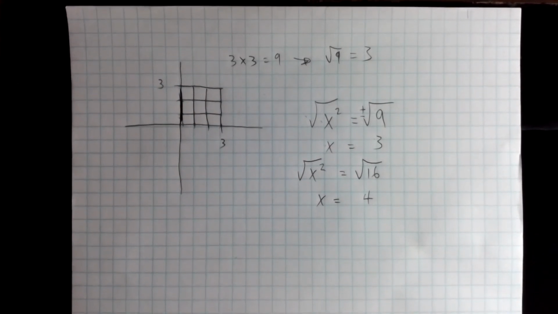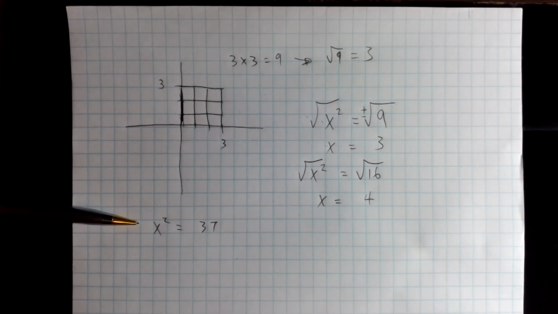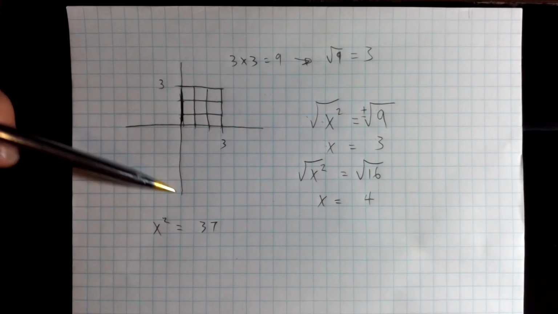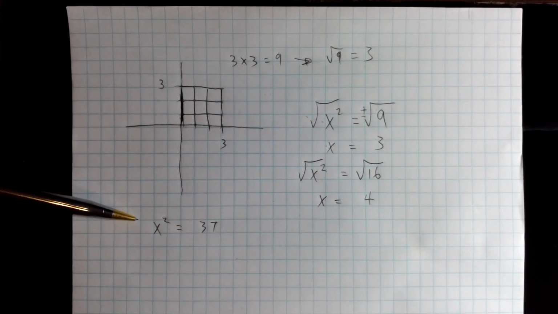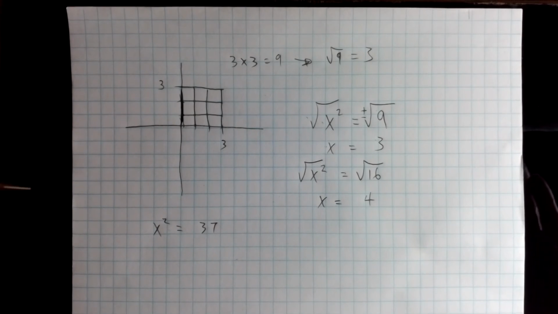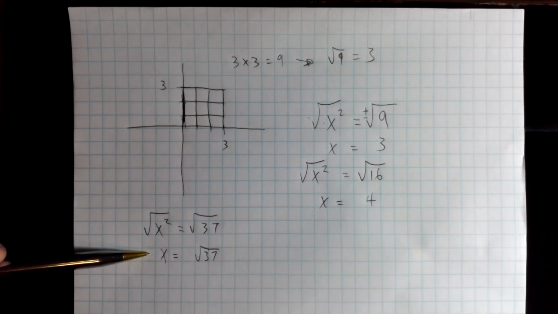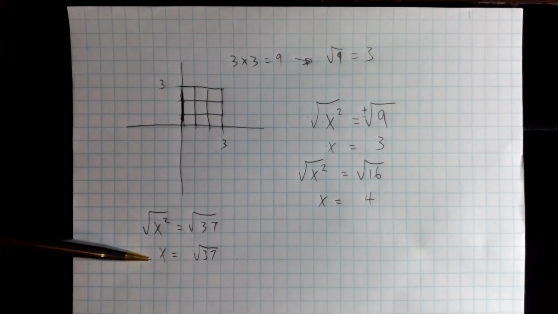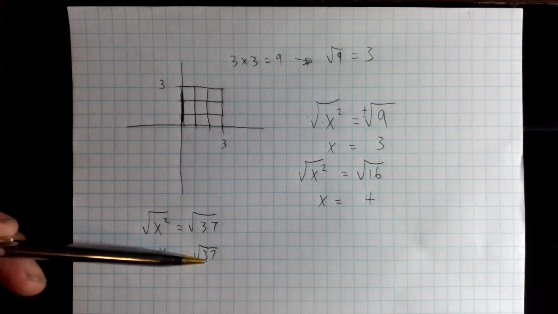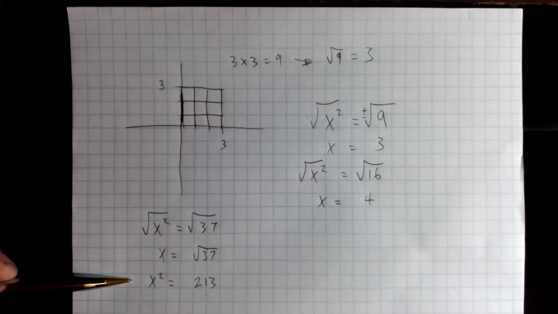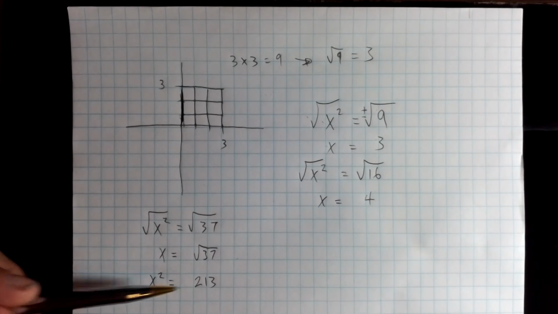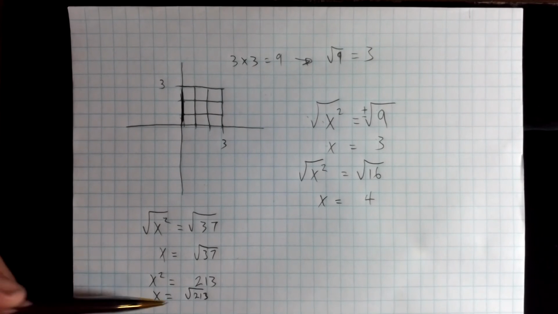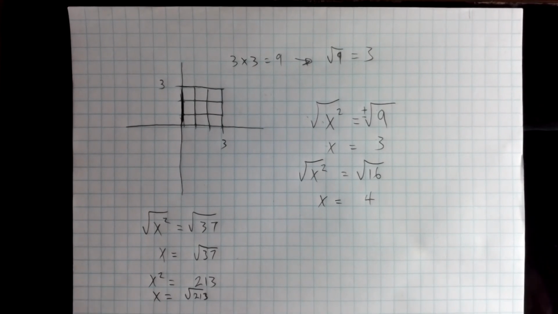Now if you're presented with a problem like this, 37, it's kind of difficult to know what number times what will give me 37, but still, if I just want to know what x is, I still take the square root of both sides. And if it turns out it's a problem that you can't really easily do in your head, just leave it like this. So x equals the square root of 37. If I have x squared equals 213, well, x will have to equal the square root of 213.